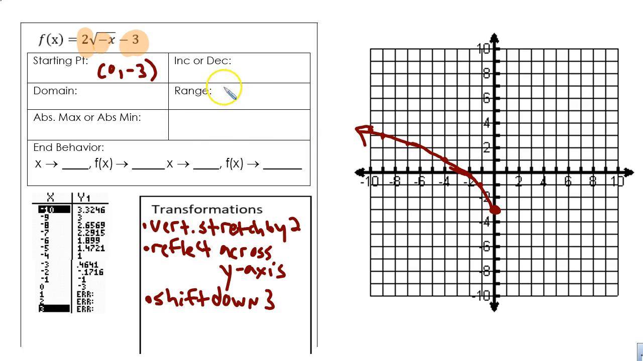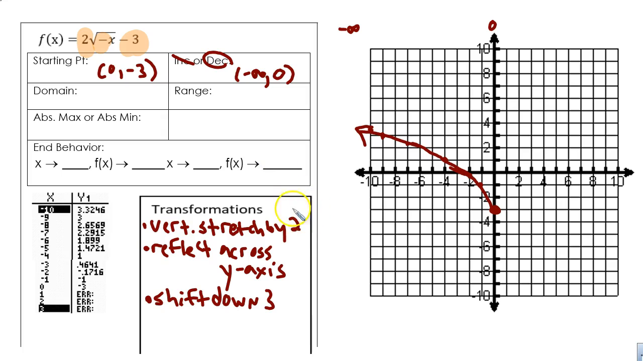Remember with increase or decrease, you have to think left to right. Are we going uphill or downhill from left to right? Well, this is downhill from left to right, so this would be considered decreasing and not increasing. And we are decreasing forever from negative infinity to this x value right here of 0. So we're forever decreasing from negative infinity to 0. Intervals of increase and decrease never get brackets, they only get parentheses.